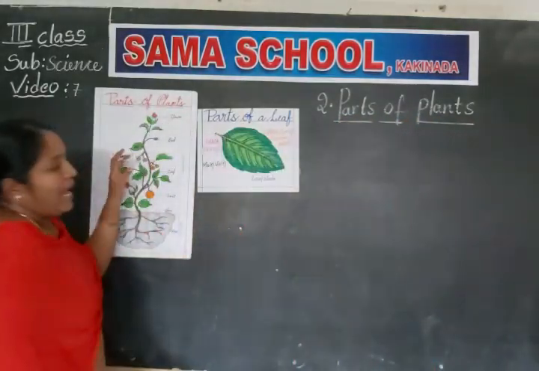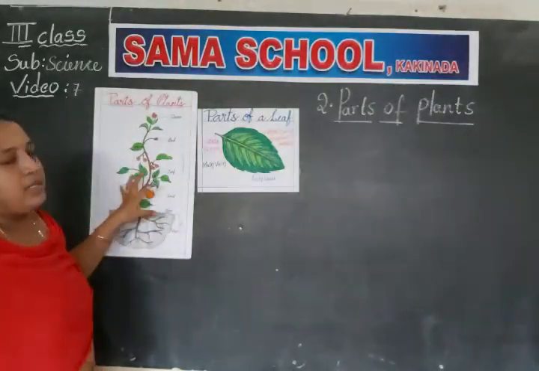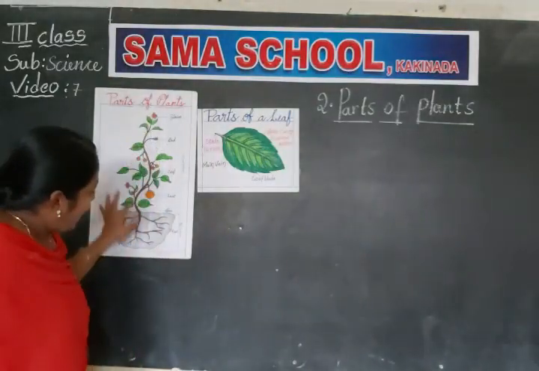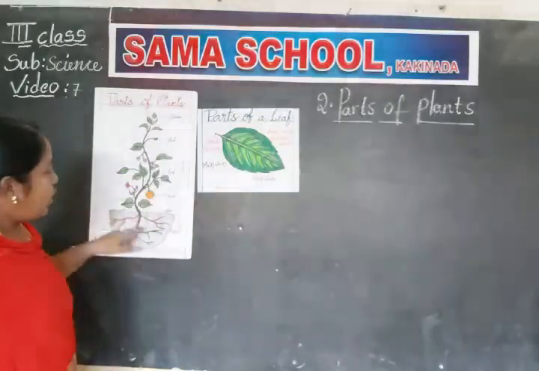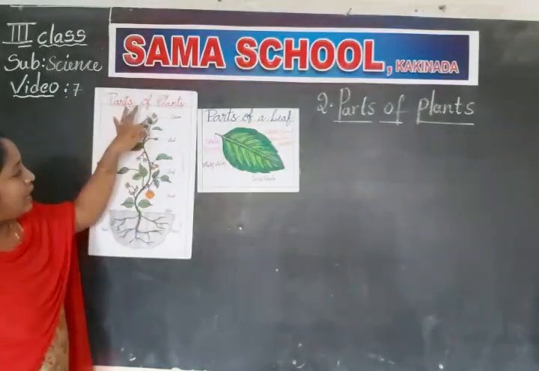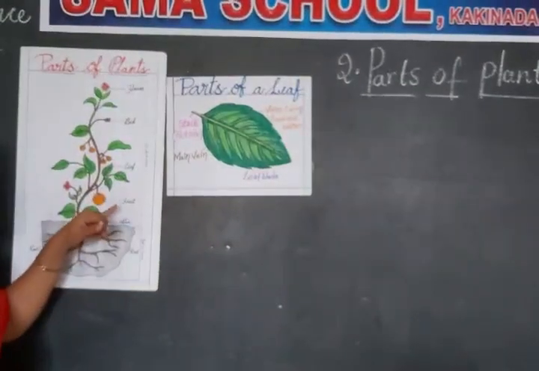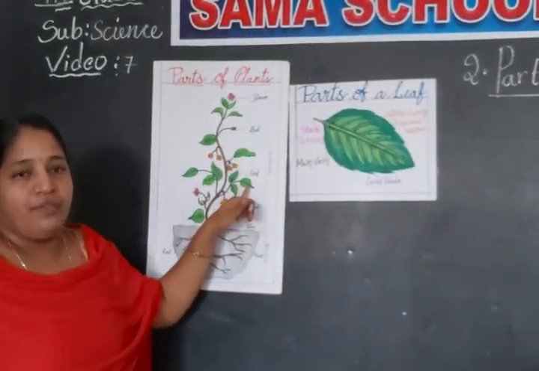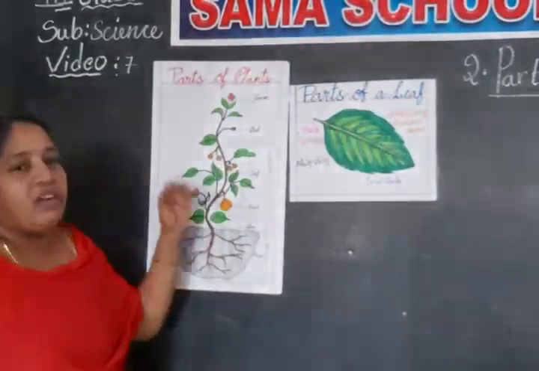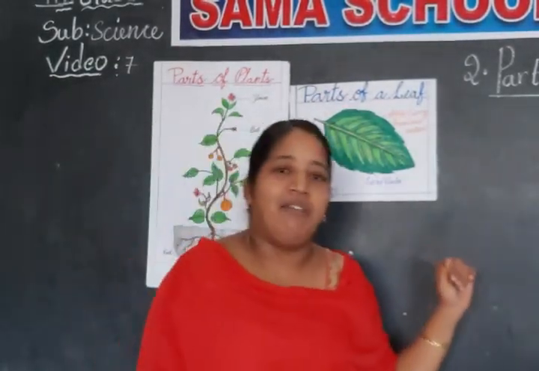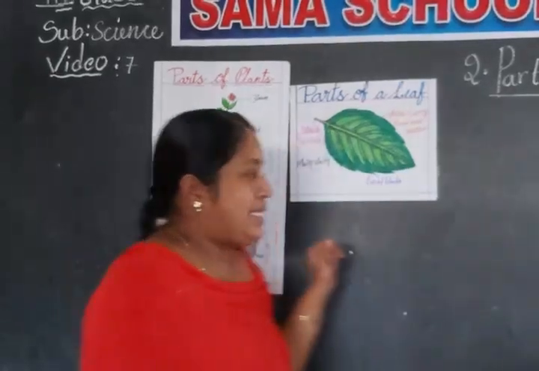Okay, mainly the plant is divided into two parts. One is root part and the other one is shoot part. Already we have completed up to the structure of leaf in yesterday's class. Again we collect all the points which we have learned from the previous class.